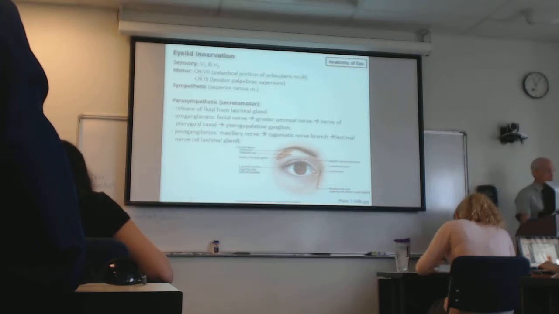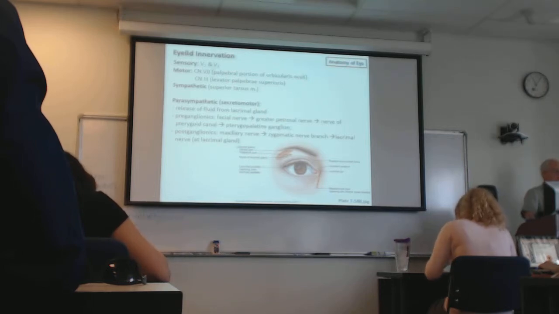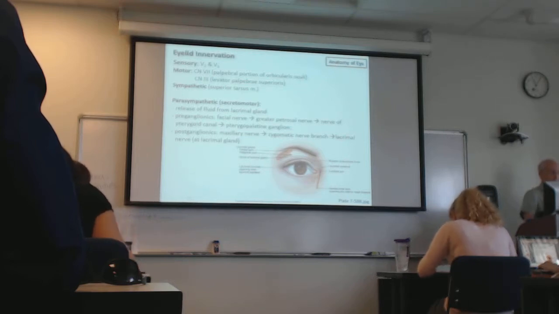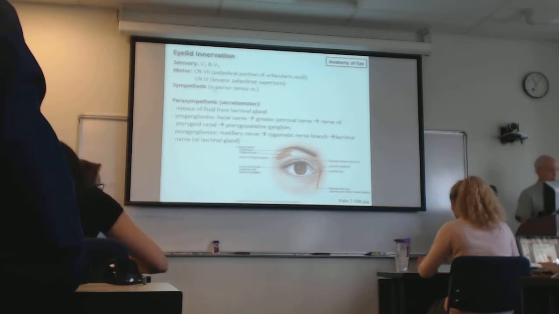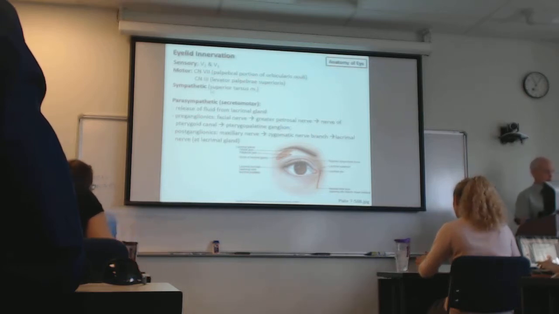Innervation to this region. Sensory, again, branches of cranial nerve 5, V1 and V2. It should not surprise you, the ophthalmic is involved here. Motor, cranial nerve 7 for the orbicularis oculi, the palpebral part of the orbicularis oculi, and then cranial nerve 3 for the levator. So be sure you know that. And we've already talked about the tarsus and sympathetic innervation there.